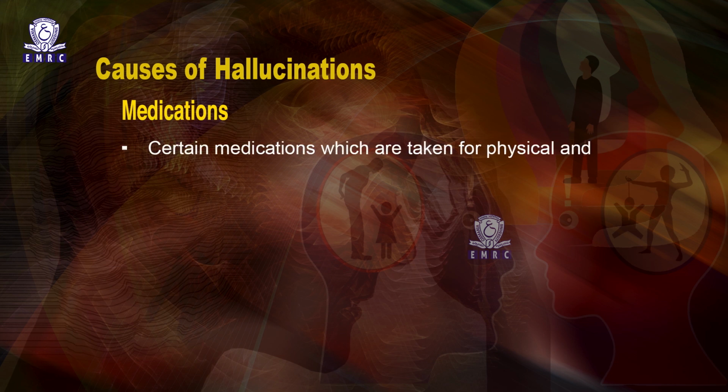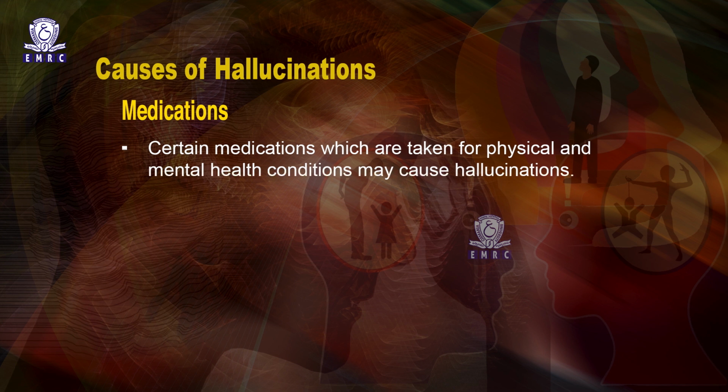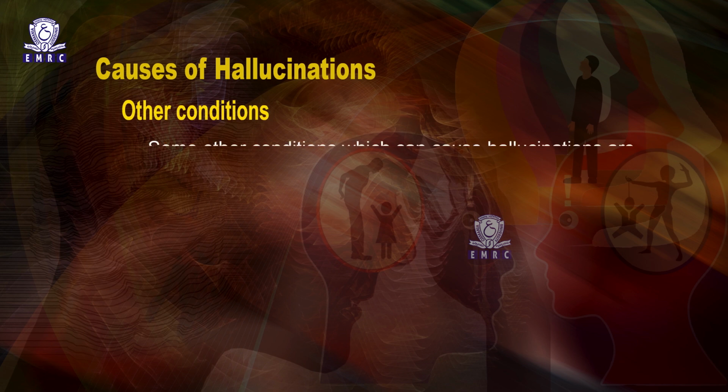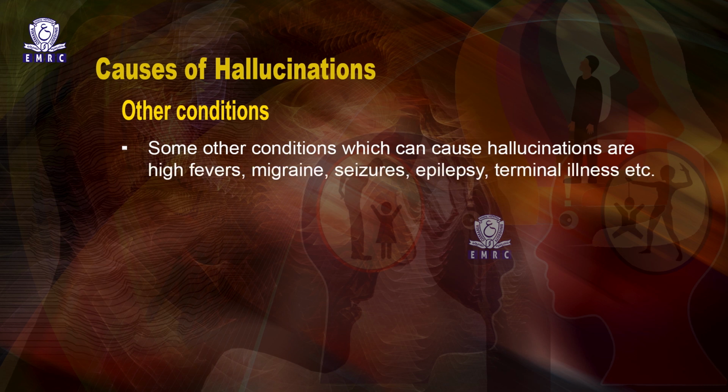Certain medications which are taken for physical and mental health conditions may also cause hallucinations. And apart from this, there are other conditions. Some other conditions which can cause these hallucinations are high fevers, migraine, seizures, epilepsy, terminal illness, etc. So, these are some of the causes why we hallucinate at times.